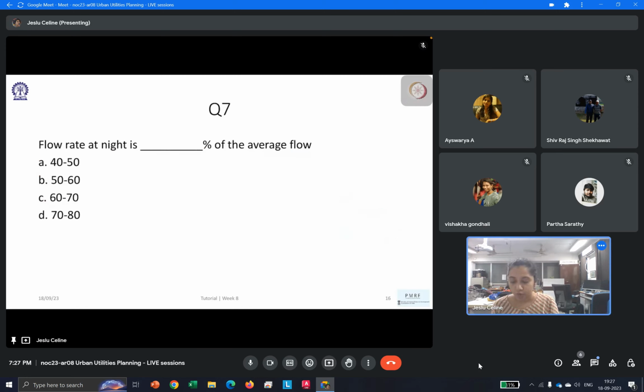Question 7. Flow rate at night is dash percentage of the average flow rate. What is the variation of flow rate from day and night? So here again, we are talking about sewage flow. There would be a variation. In the night, it won't be as much as during the day. So what is that variation?